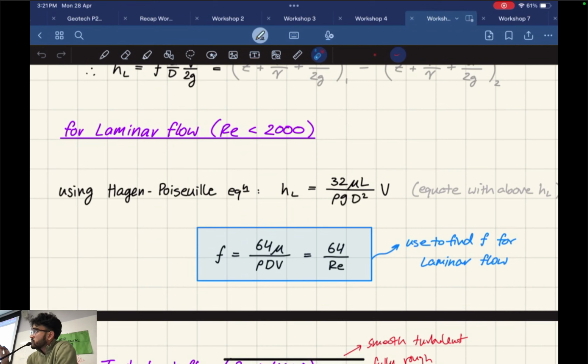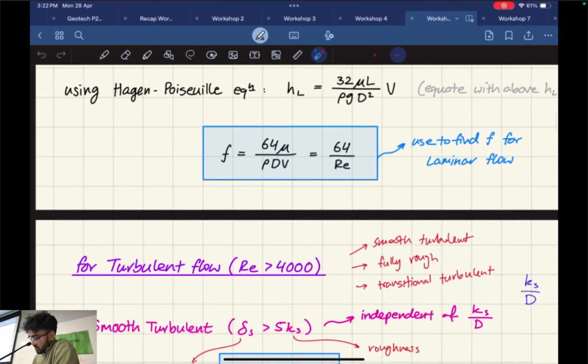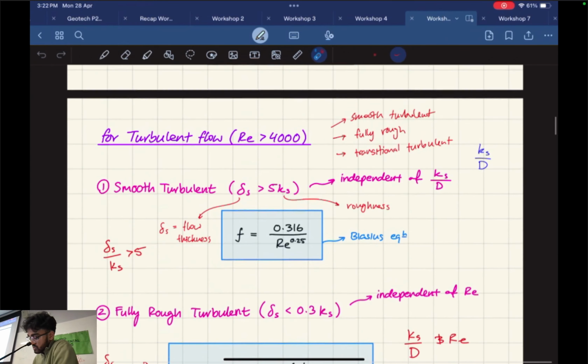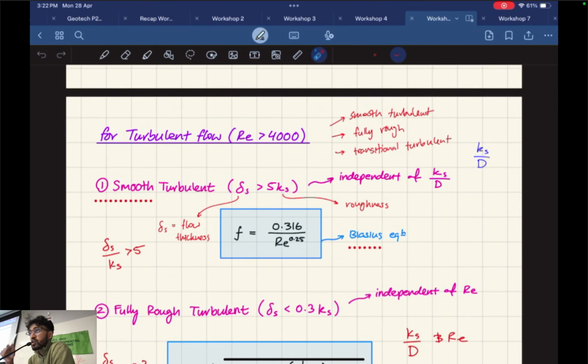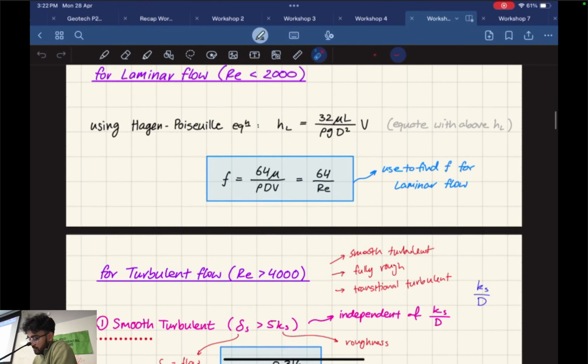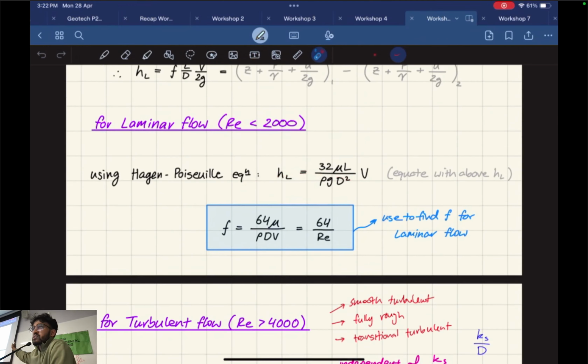For each of them, you can use the Moody diagram. However, there are some equations that you can use as well. I don't think all of these are on the formula sheet because they expect you to use the Moody diagram. But if you memorize them, I think they won't mind if you use them either. But for laminar flow, you're expected to use something like this.